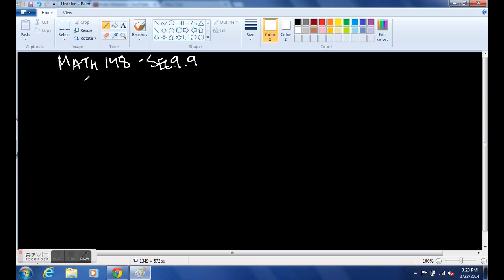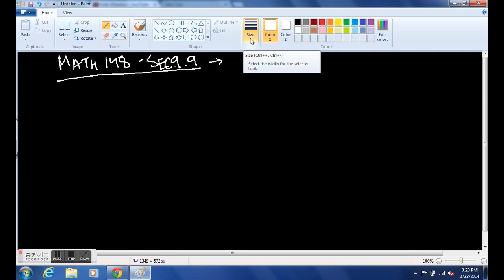So this is Math 148, Section 9.9. We finally worked our way all the way through Chapter 9, which is all derivatives all the time. And Section 9.9 is looking at applications of derivatives, so no more strange formulas. Applications. So I'm going to tell you a little bit about these applications in general, and then I'm going to do one problem all the way through for you.